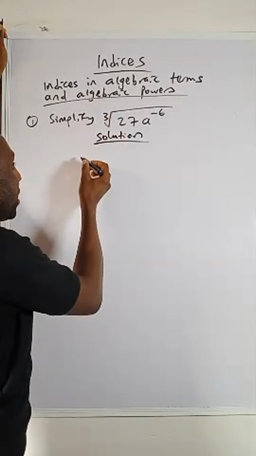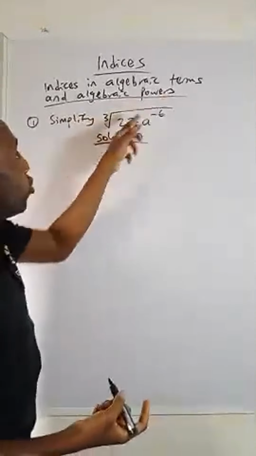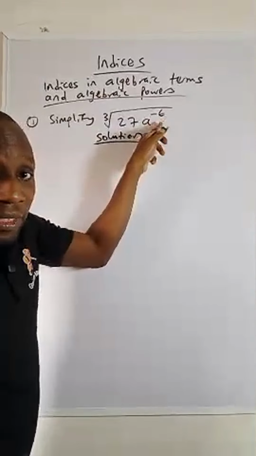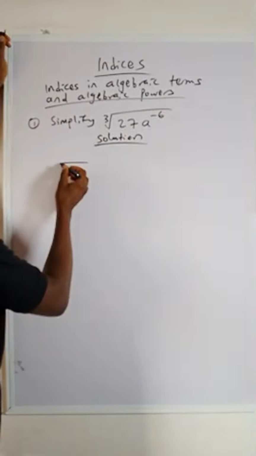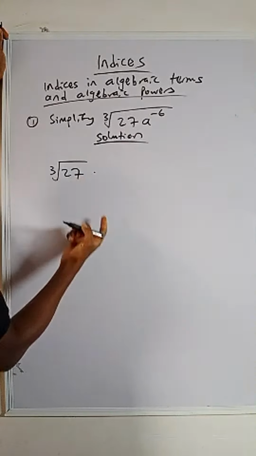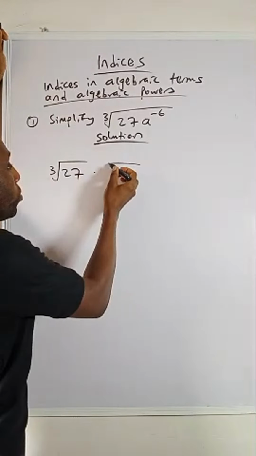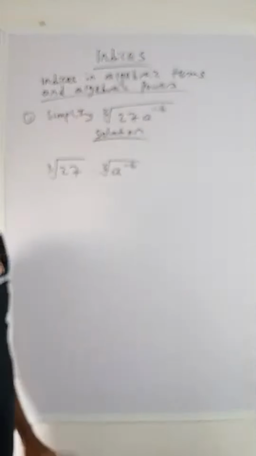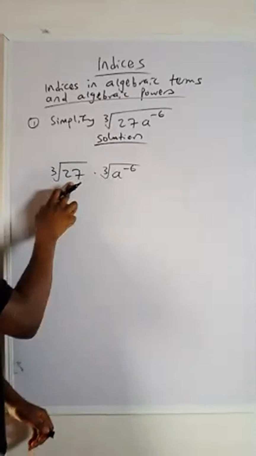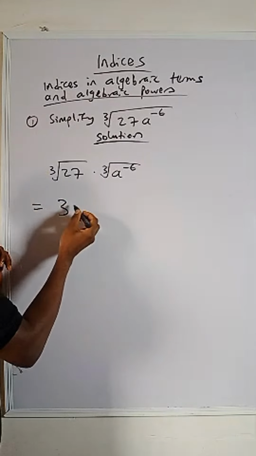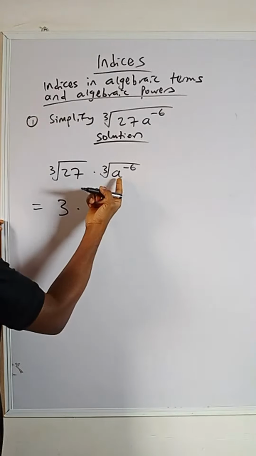The cube root. I can distribute this root to 27 and to a raised to the power negative 6. So this is going to be the cube root of 27 times, I'm using dot for times, the cube root of a raised to the power negative 6. Are you with me? What is the cube root of 27? That's 3. So this is going to be 3 times. Do you know that I can rewrite this like this?